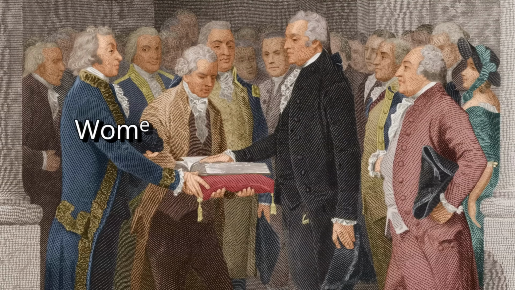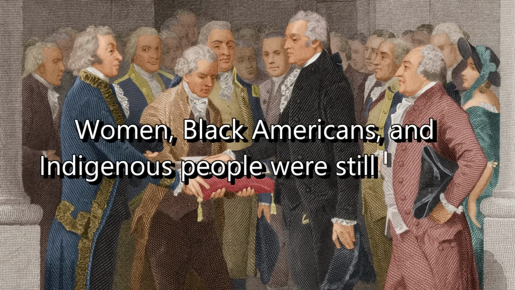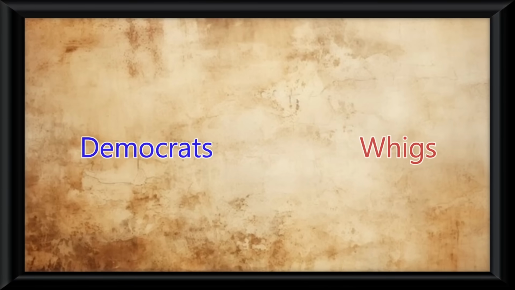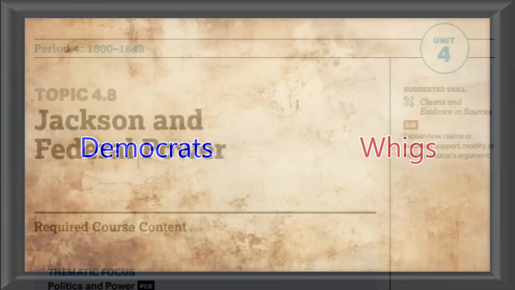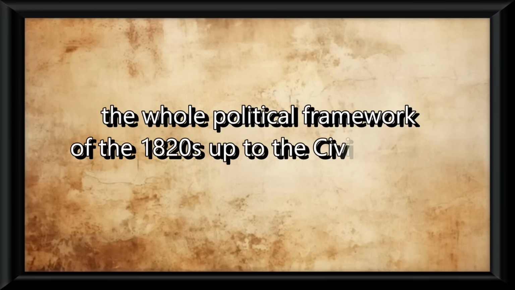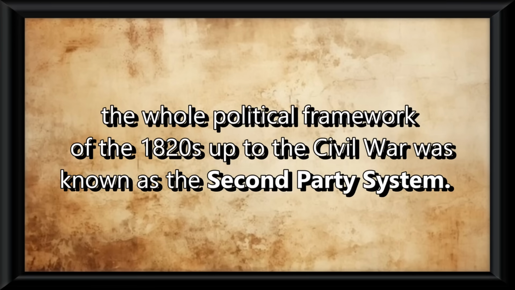However, it's important to note this only applied to white men. Women, Black Americans, and indigenous people were still left out. Now, with more people voting, political parties formed. The actual details of these political parties will be covered next video. But for now, all you should know is that the whole political framework of the 1820s up to the Civil War was known as the second party system.